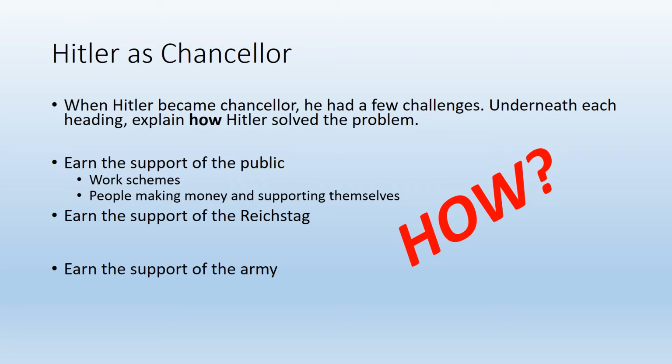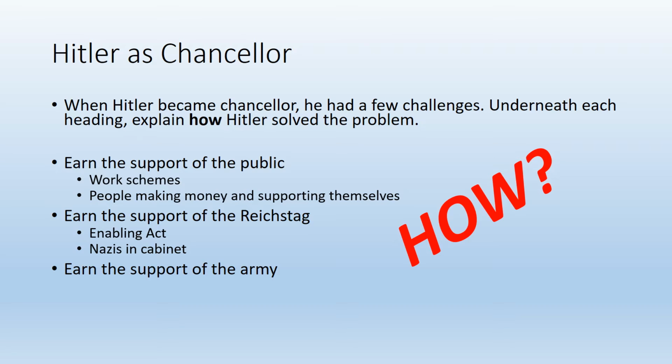Getting support from the Reichstag was a bit trickier. Instead of getting support, Hitler decided to take a different route. He got more Nazis in cabinet. Originally, he only had 2 out of 12 Nazis in cabinet. He increased that number drastically, and he drafted the Enabling Act.